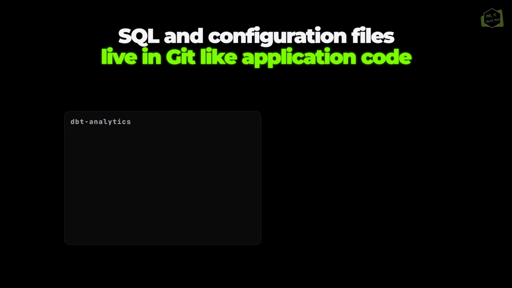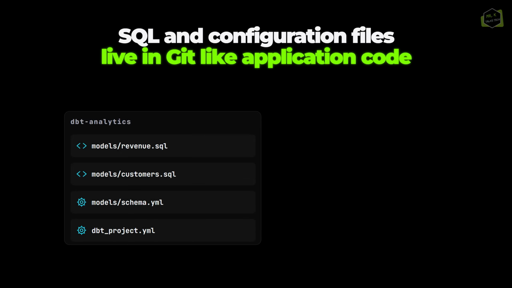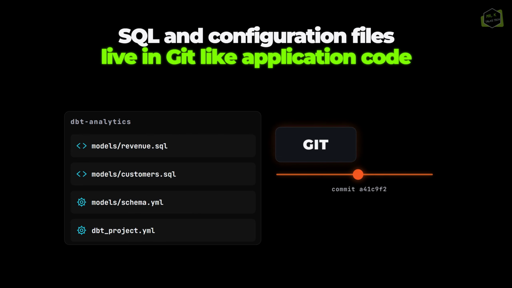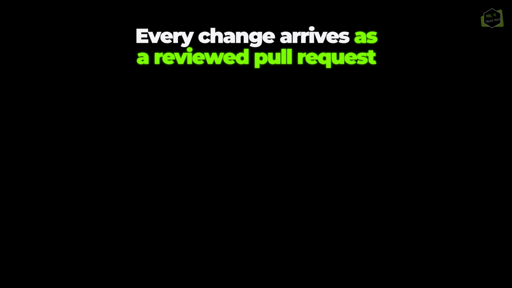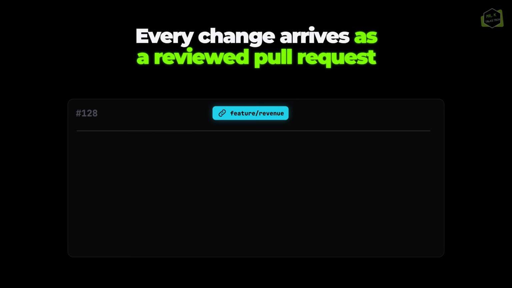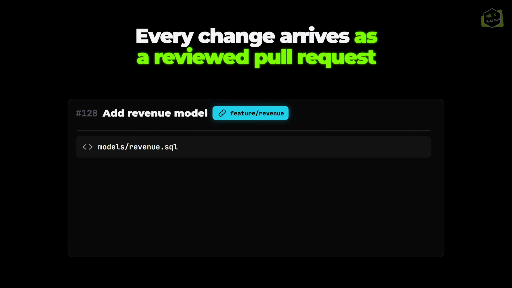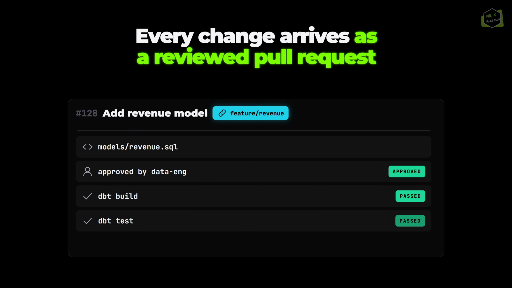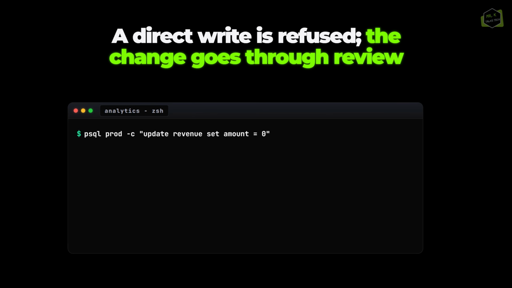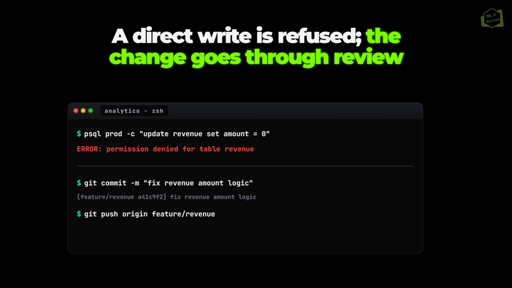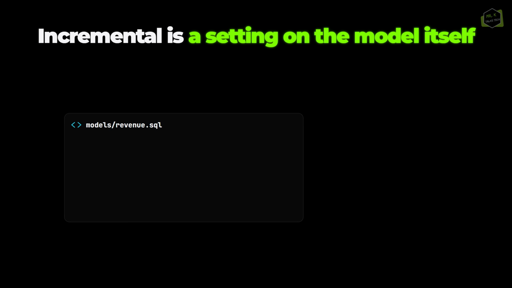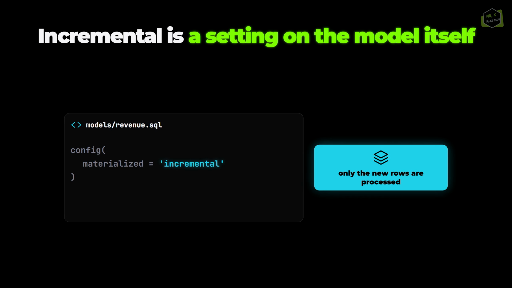Because DBT projects are made up of SQL files and configuration files, they can be stored in Git just like application code. Developers can create branches, submit pull requests, review SQL changes, and run automated checks before those changes reach production. Instead of someone directly editing an important production table, the transformation logic goes through the same control process used for application code.